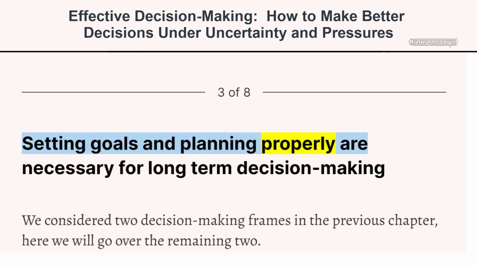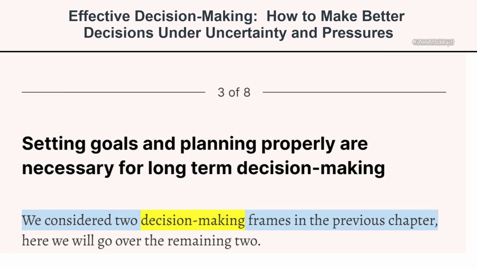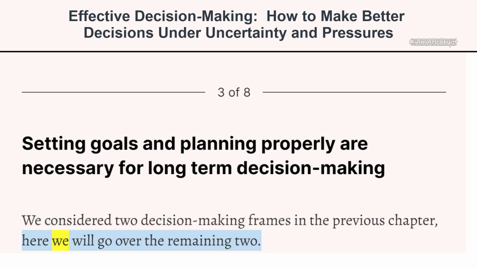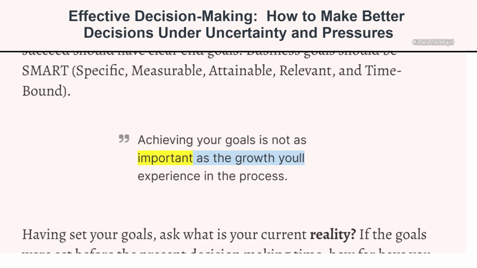3 of 8. Setting goals and planning properly are necessary for long-term decision-making. We considered 2 decision-making frames in the previous chapter. Here we will go over the remaining 2. GROW. This stands for goals, reality, options/obstacles, and will. Goals are the most important in this model. Every organization that seeks to succeed should have clear end goals. Business goals should be smart, specific, measurable, attainable, relevant, and time-bound. Achieving your goals is not as important as the growth you'll experience in the process.